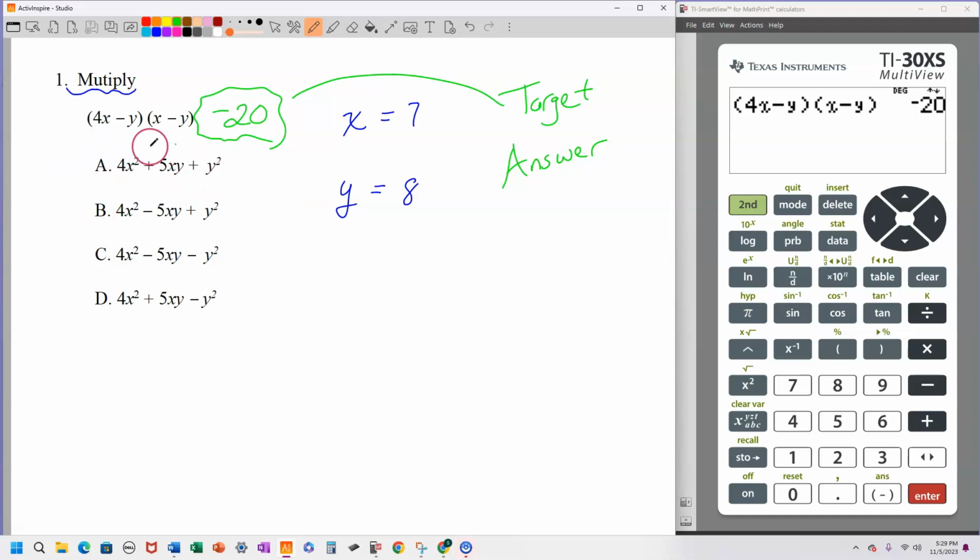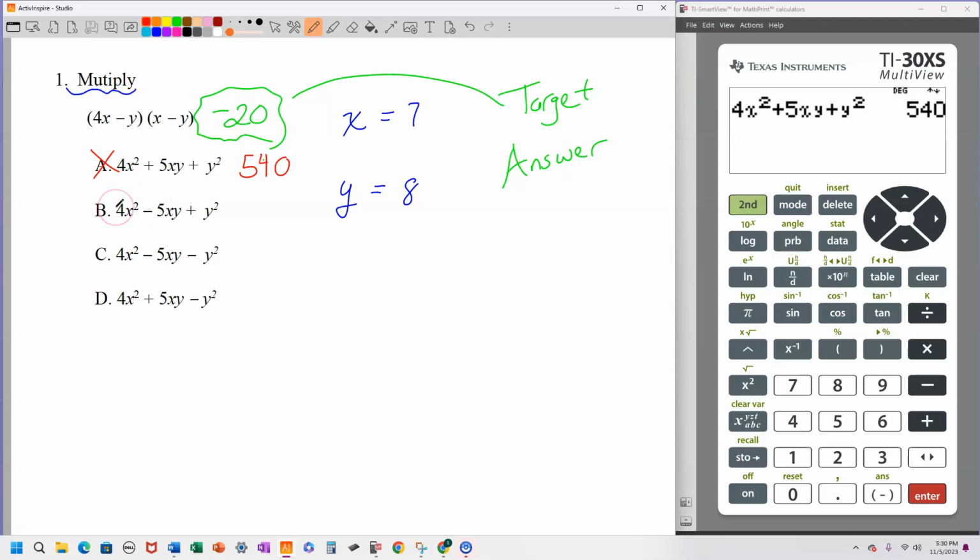Watch, I'll punch in A real quick. We will not get the target answer of negative 20. So I'm going to punch in A really quick. Let's clear this. I'll punch in 4x squared plus 5xy plus y squared. 4x squared plus 5xy plus y squared. I get 540. Nope, that doesn't match with negative 20.